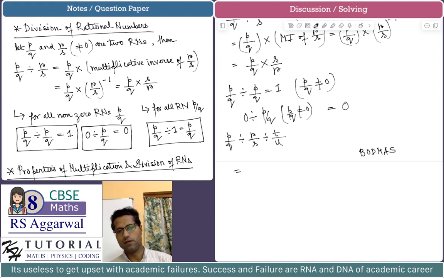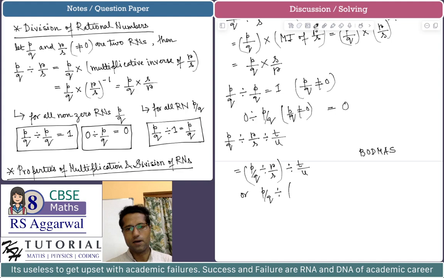I think you will evaluate the division from left to right. Now the question is, do I evaluate this as p by q divided by r by s, and then the whole divided by t by u, or do we first do the division of r by s and t by u? Which of these two methods will we apply to evaluate a division of 3 or more rational numbers?